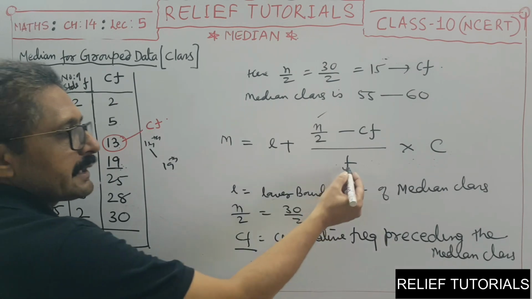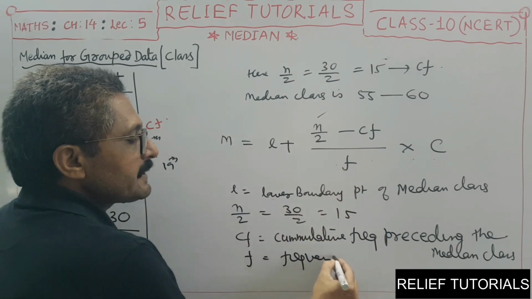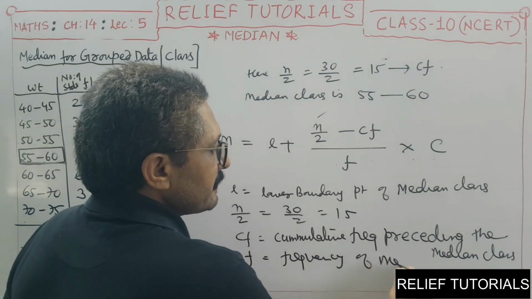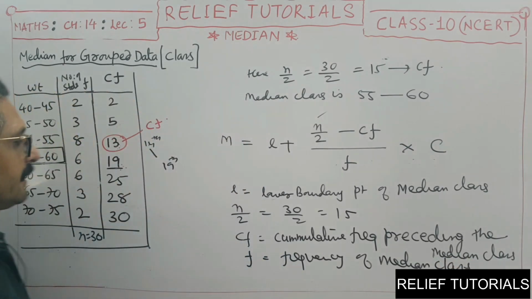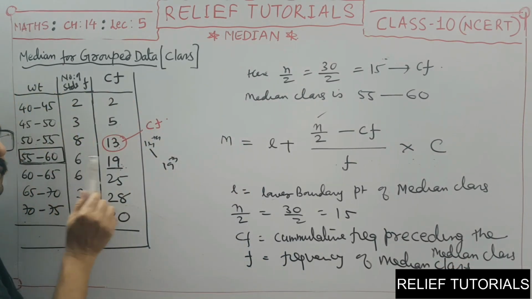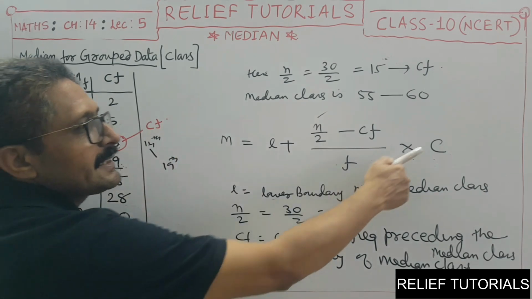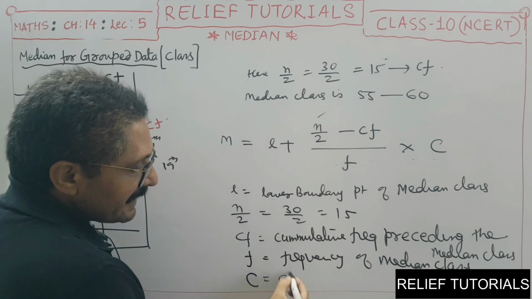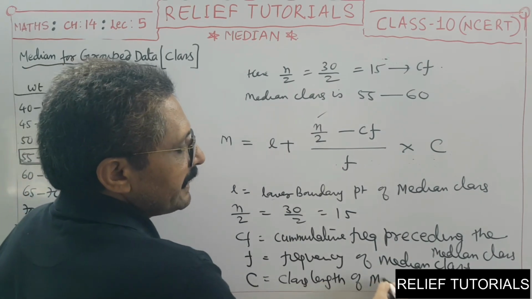Okay, now this f. So what is f? f frequency of median class. वो हमारे मीडियन क्लास की फ्रीक्वेंसी है. मीडियन क्लास क्या है? 55 to 60. उसकी फ्रीक्वेंसी कौन सी है? 6. तो f यहाँ 6. और now at last c. What is this c? c is class length of median class.